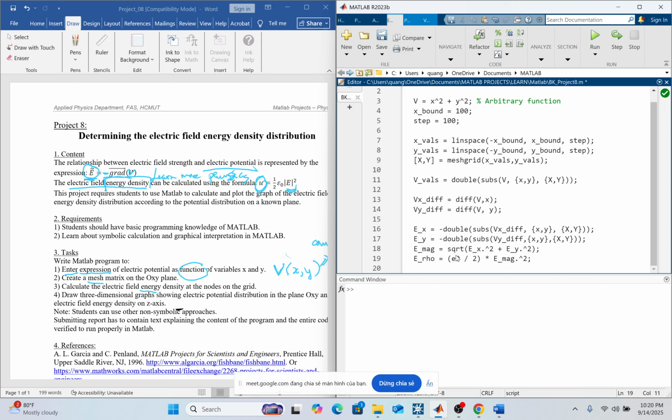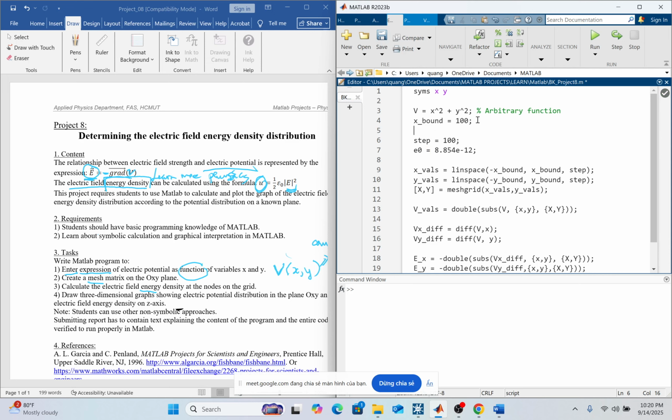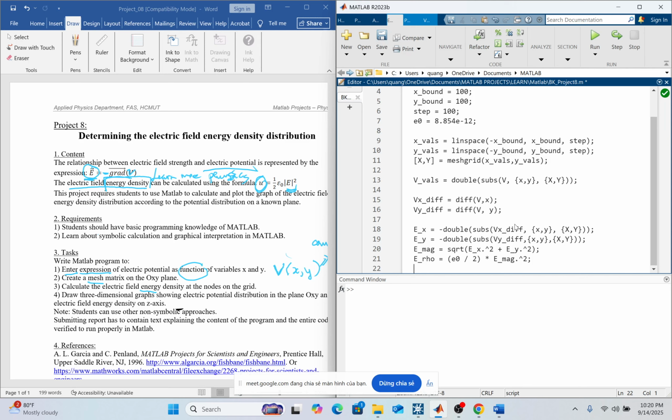And remember to declare every constant that you use here. E0, I'll have to declare it here. I'll use E0 equal, okay, Y bound 100. That's it. Then we have everything we need. We have the points in the space, discrete points. We have the value attached to each point. So it's time to plot our figure.